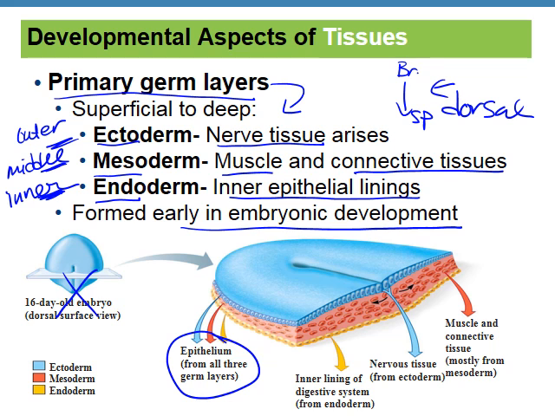So be familiar with ecto, meso, and endoderm and what type of tissue would arise from each of those primary germ layers. That's it for Chapter 4.